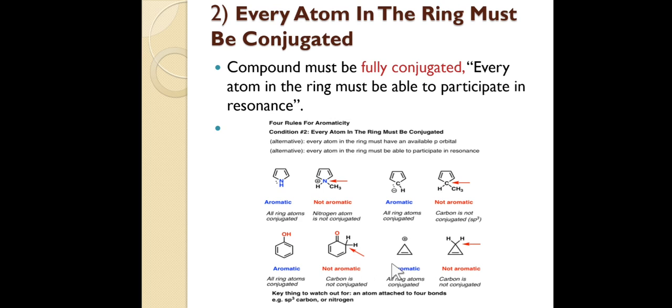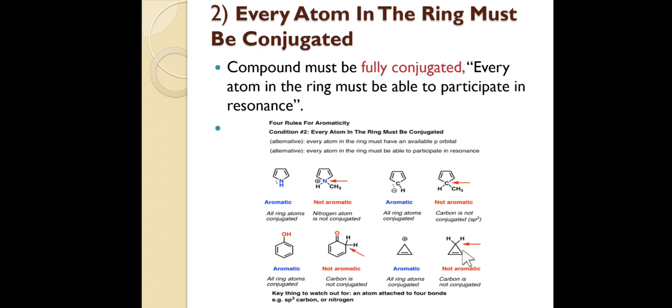Again, here you can see this first one is fully conjugated, this is not fully conjugated because at any cost we cannot put this pi electron density over here. So this one is fully conjugated, but this is not fully conjugated. So this is the second criteria. First one was it must be a cyclic compound. We saw which are cyclic and which are not cyclic. Then second criteria, every atom in the ring must be conjugated, or the molecule must be fully conjugated.